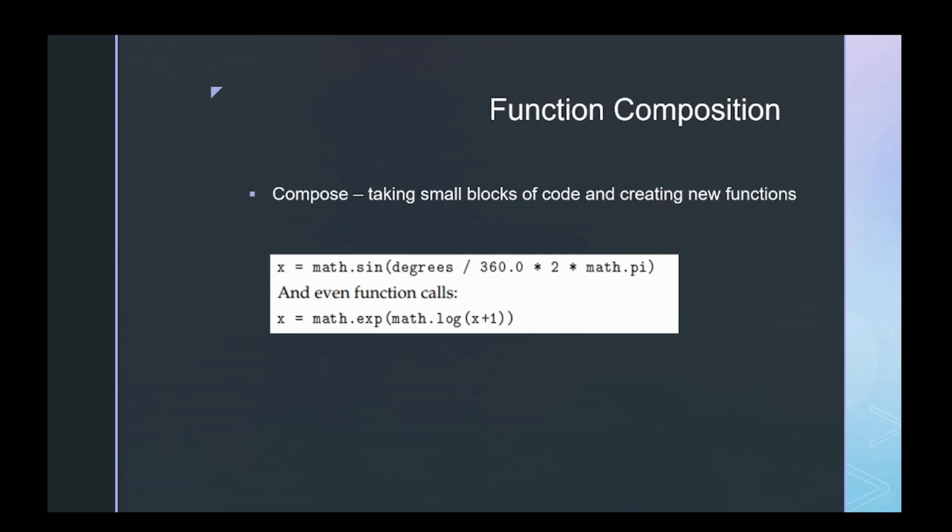We can do something called composition, where we take small blocks of code, and by doing that we create new functions. Or we can put functions as arguments to other functions. So for example, here I've got x equals math.sin, which is a function. And you saw previously we just sent it a variable with a number assigned to it. Well, we can actually put in there something that it needs to evaluate, and here, for example, we've got degrees divided by 360 times 2 pi. We're taking various different types of blocks of code and combining them all into one command. We can even do the same thing with function calls. So if I want to take the exponent of a logarithm, I can take the math.log and send it as an argument to math.exp. There are no issues with any of that.